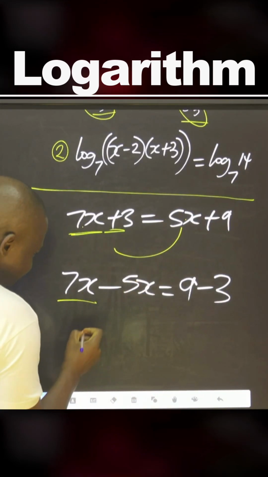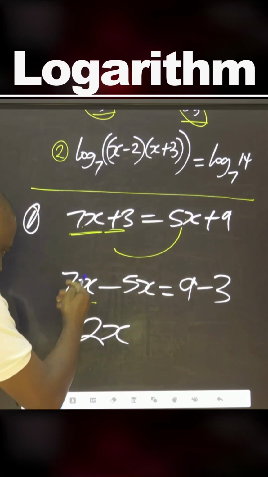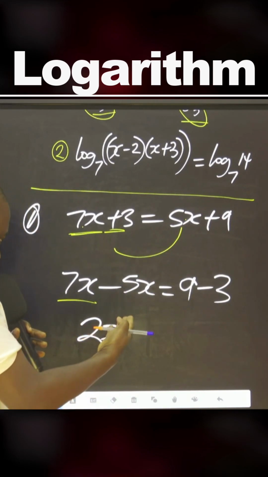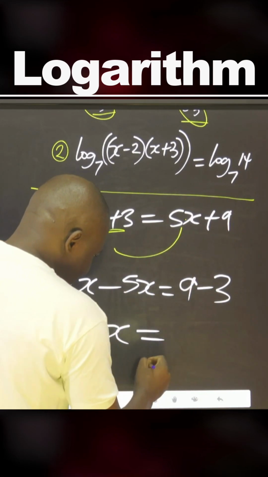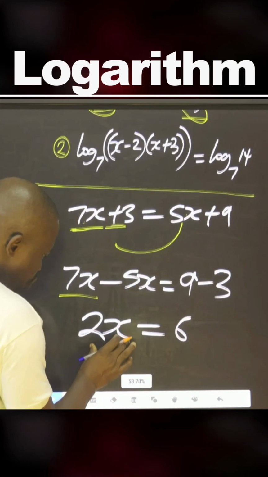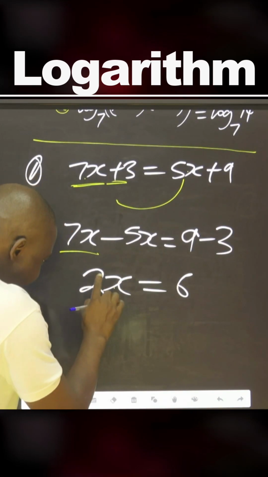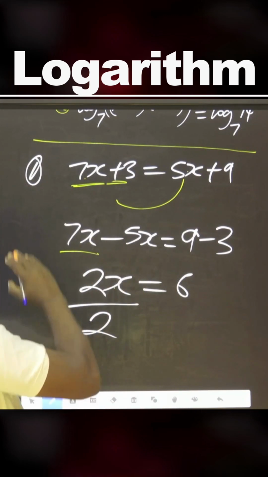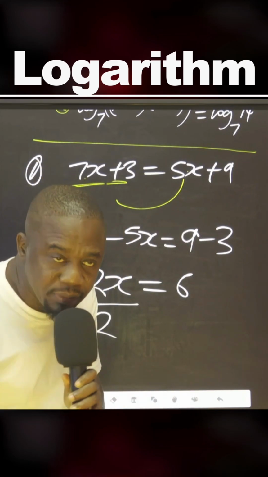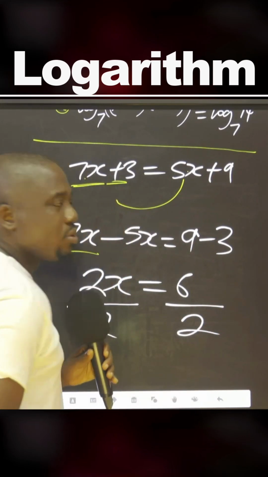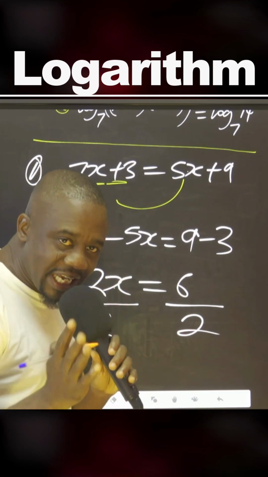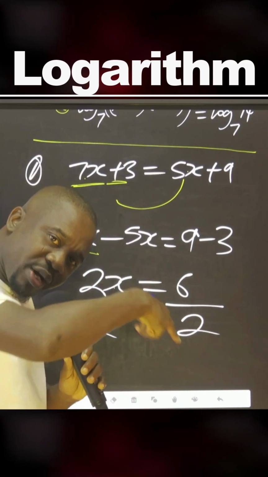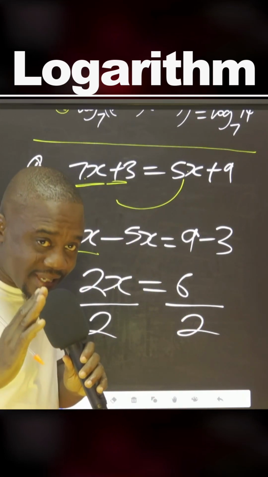Okay? This and this will give us 2x. That is like 7 boys minus 5 boys, equal to, this is 6. We want x to remain alone. For x to remain alone here, we divide this by 2. Because we divide this side by 2, this side is also saying, what about me? We must also divide this side by 2 too, so that we balance the equation. If you give one child something, give the same thing to the other child. There should not be any bias or partiality.